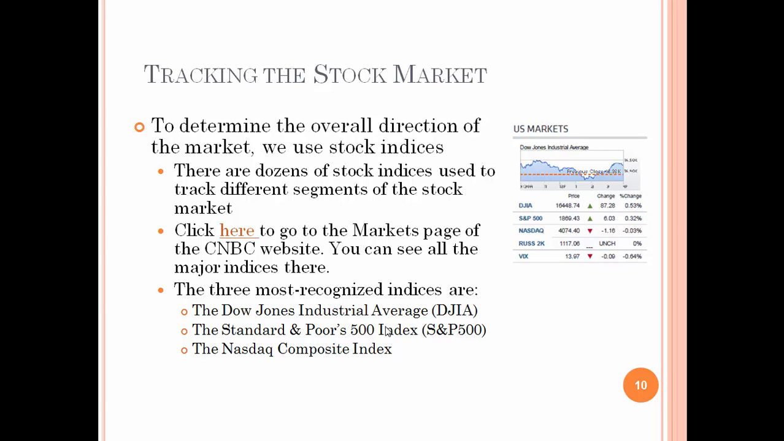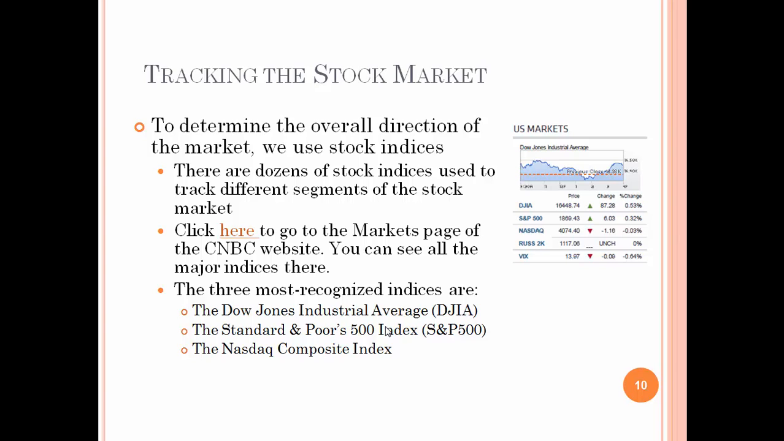So how do we track the stock market? How do we know if the market is going up or down? To determine the overall direction of the market, we use stock indices. So there are dozens of stock indices used to track different segments of the stock market. If you are interested, click on this link embedded here to go to the market page of the CNBC website. You can see all the major indices there.